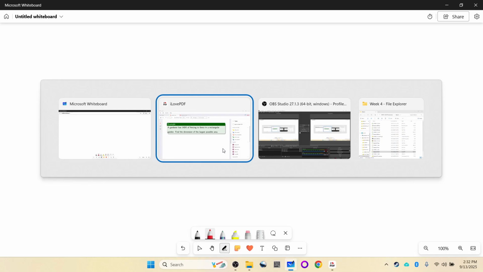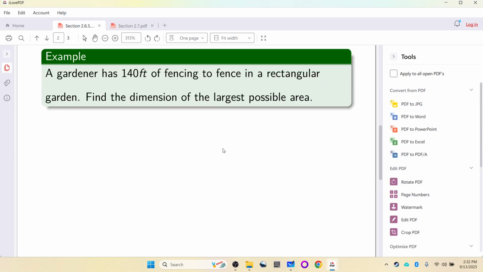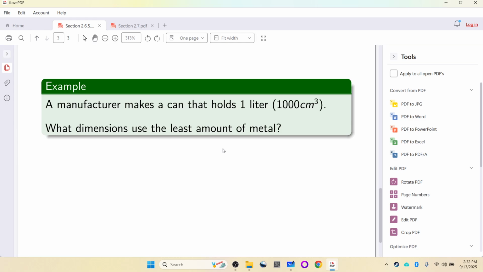All right, let's do another one. The next example. It's a can. A manufacturer makes a can that holds 1 liter. What dimensions use the least amount of metal?